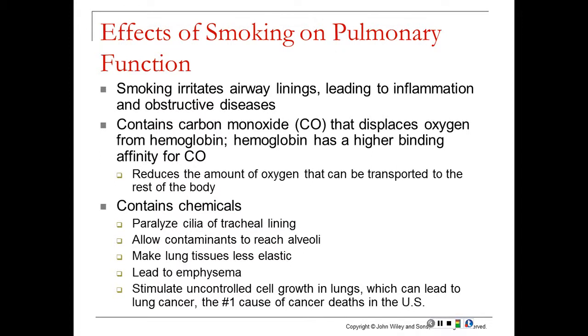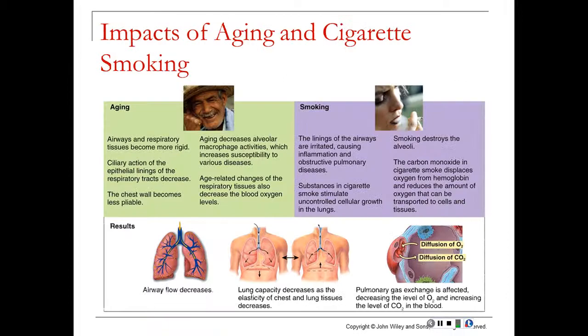Of course, we all know that there's chemicals in cigarette smoke. This is going to paralyze the cilia of the trachea, allow contaminants to get into the alveoli, making our lung tissues less elastic, leading to emphysema, and stimulate uncontrolled cell growth, which can lead to lung cancer. Lung cancer is actually the number one cause of cancer death in the United States.